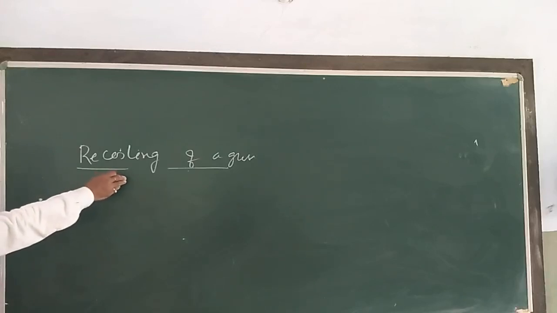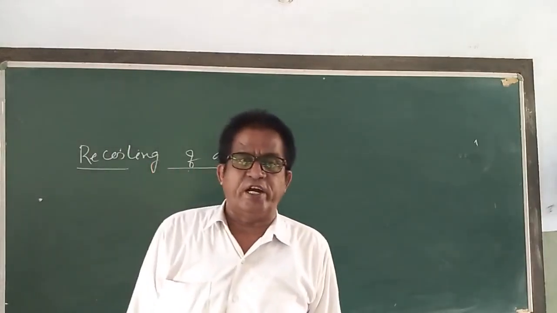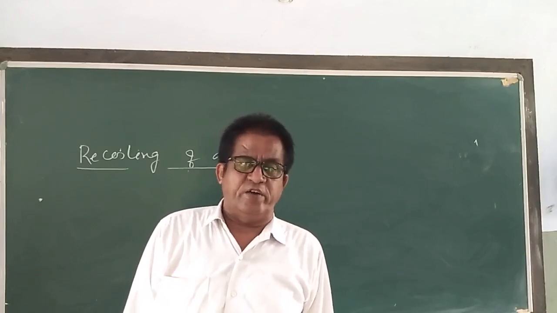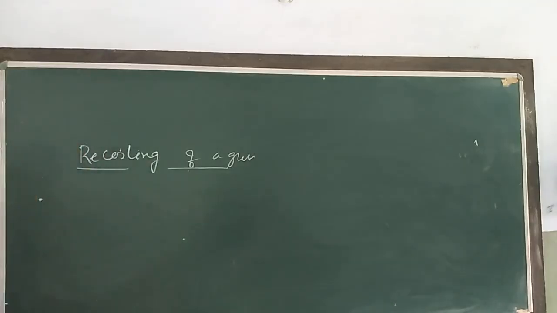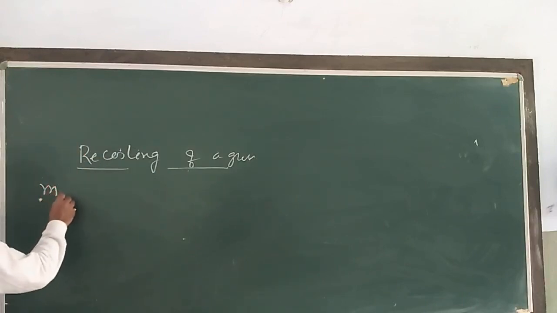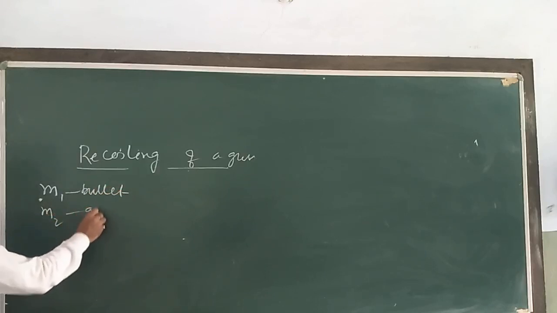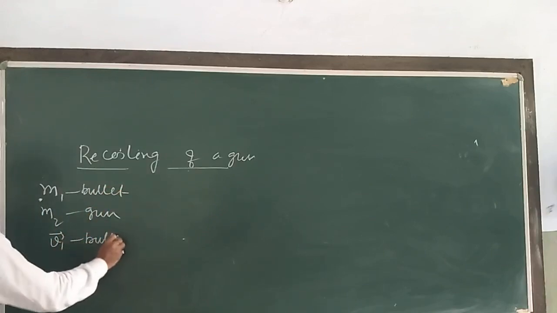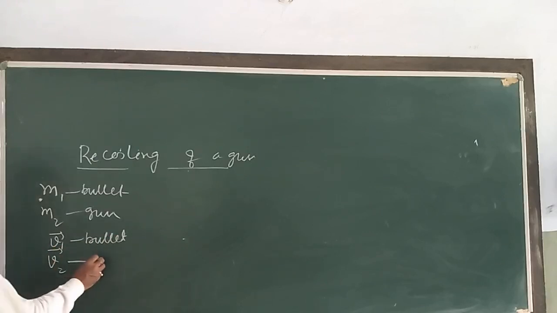So the recoil velocity of a gun can be calculated with the help of the principle of conservation of linear momentum. How is it? Let us see. Suppose m1 is the mass of the bullet, m2 is the mass of the gun, v1 is the velocity of the bullet, and v2 is the velocity of the recoil of the gun.